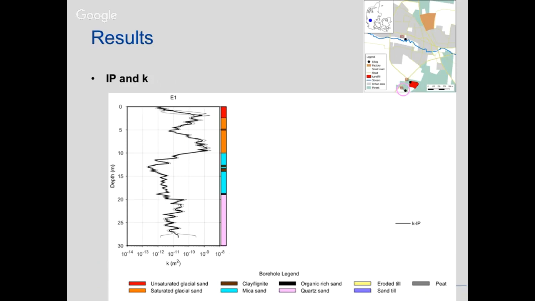And K is bigger, around 10 to the minus 9, in the top part where you have the glacial sand, and then it becomes smaller where you have the bigger sand. So here it's less permeable. And these are thin clay lignite layers where we have the minimum. It is also fairly small in the quartz sand. Yes, that's what we get.